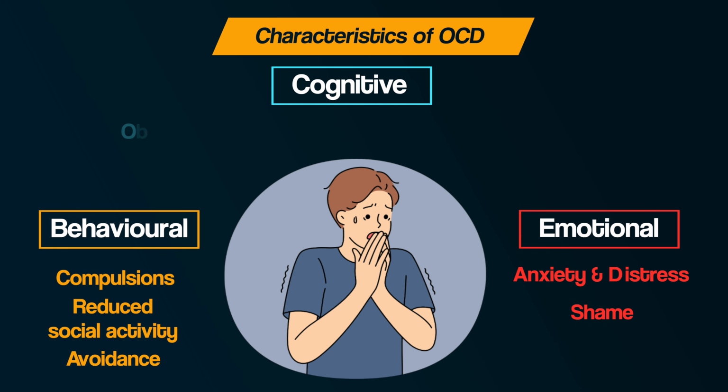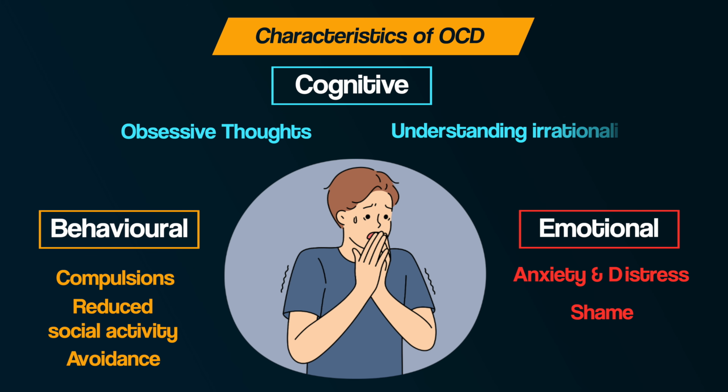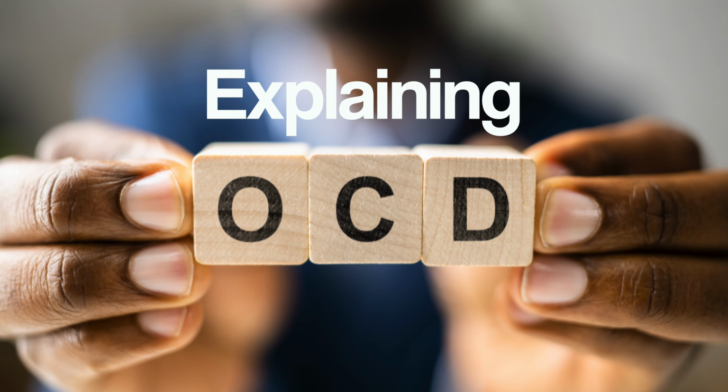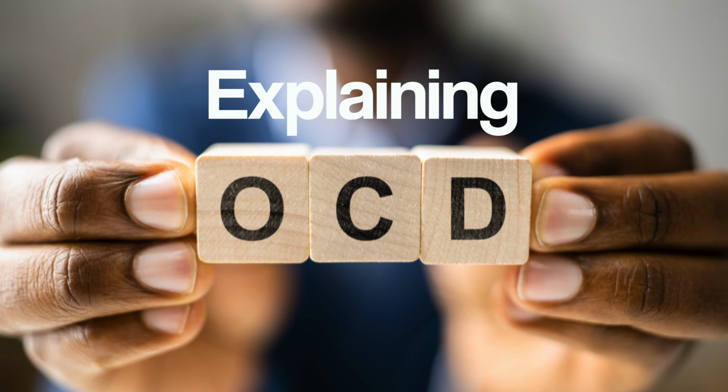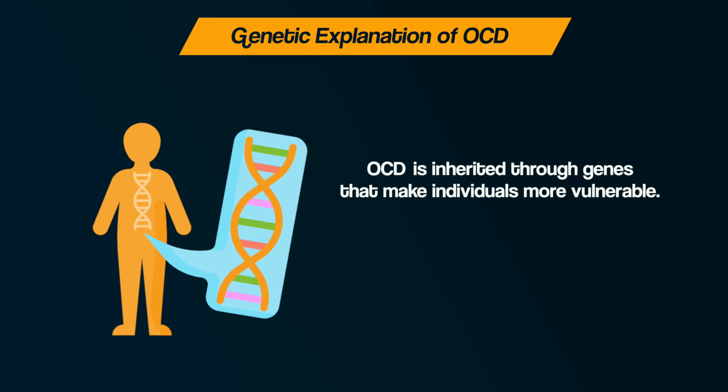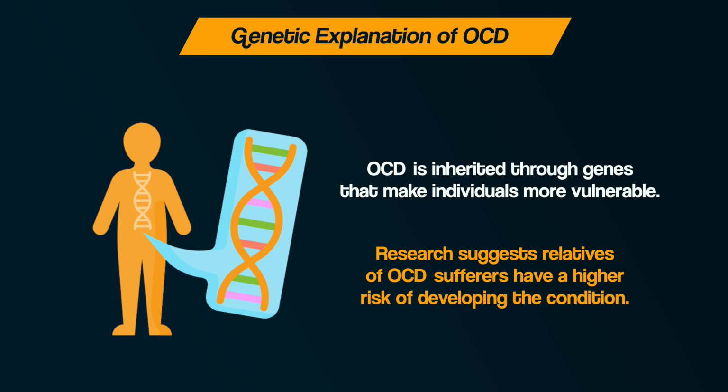The cognitive characteristics include obsessive thoughts, unwanted, intrusive thoughts or urges that repeatedly enter the mind, understanding irrationality. Sufferers are aware that their worst-case scenarios are unlikely, but they struggle to control these irrational thoughts. Now we move on to explanations of OCD. The focus here is on a biological explanation, and you need to know a genetic and a neural explanation. The genetic explanation suggests that OCD is inherited through genes that make individuals more vulnerable, with research suggesting that relatives of OCD sufferers have a higher risk of developing the condition.